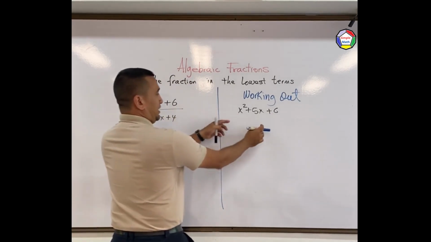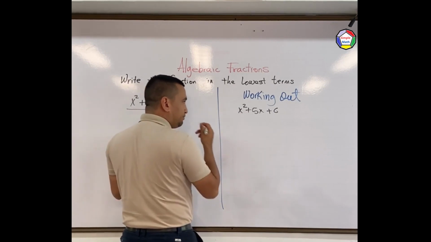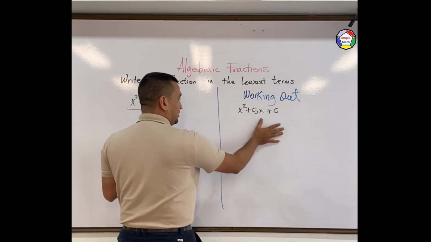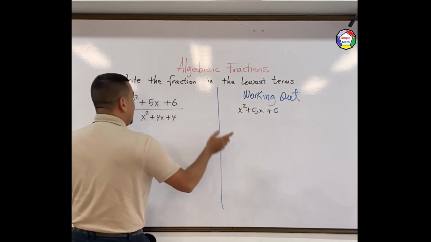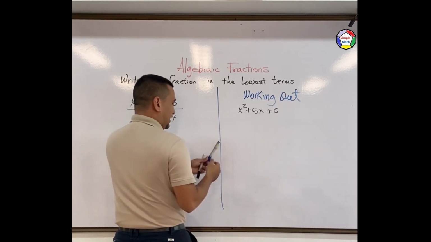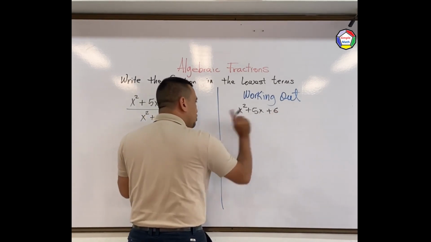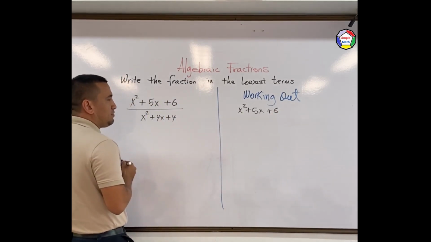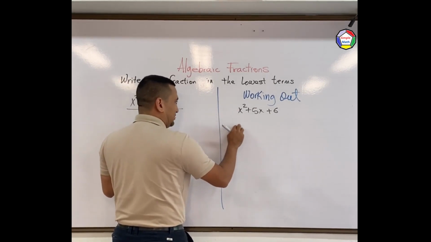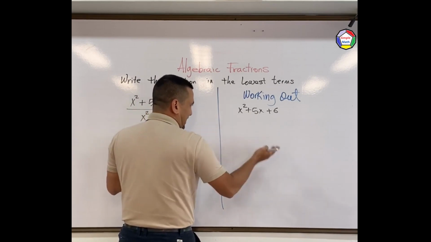To verify that a trinomial is a perfect square, the first and the last term must have a square root. This one has a square root, but the 6 doesn't have a square root, so this is not a perfect square trinomial. Let's check if this is a trinomial of the form x squared plus bx plus c.